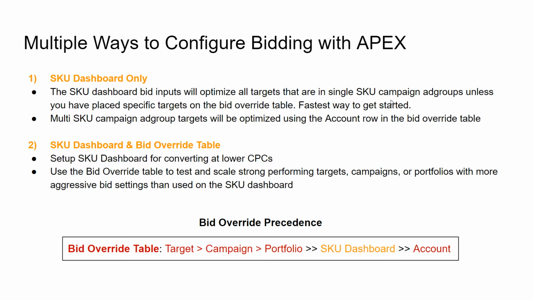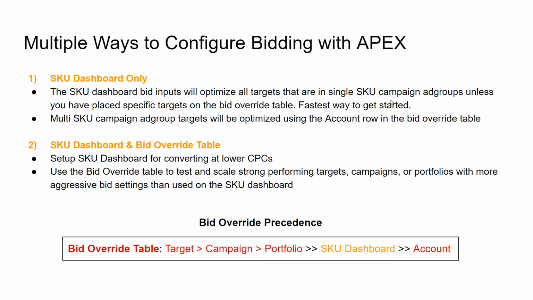Method 2, though, is the recommended one, where you've got the SKU dashboard for your more conservative bids, where you're trying to get profitable CPCs. We're going to go into the bid inputs on the next slide; there are 2 ways to set that up depending on your current conversion rates for those SKUs. But then the bid override table becomes the more aggressive scale and testing platform, where you can take some good converting targets to the next level.